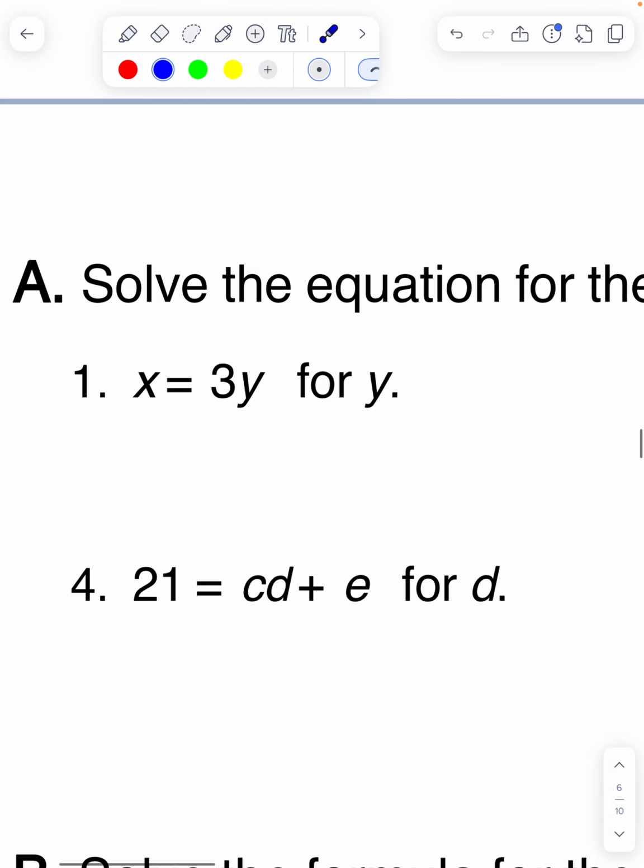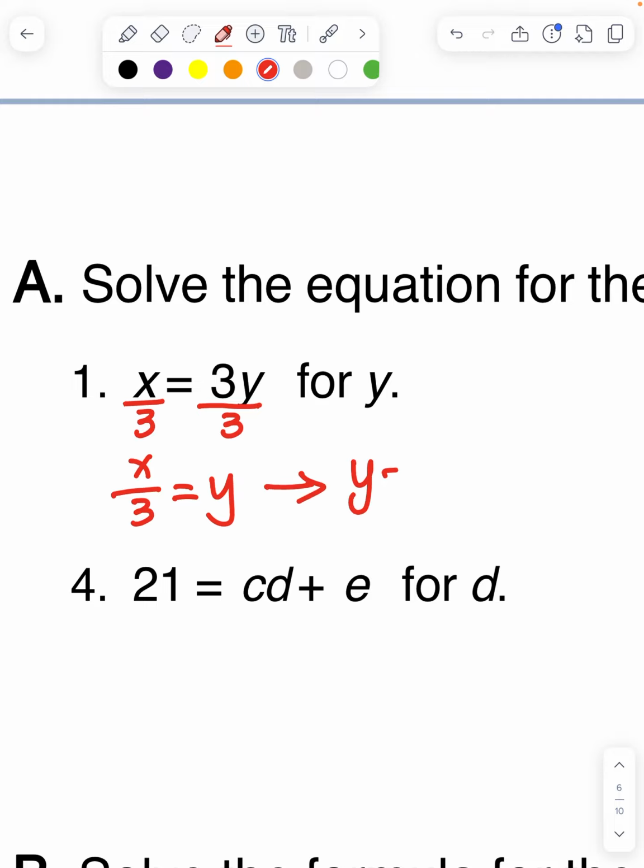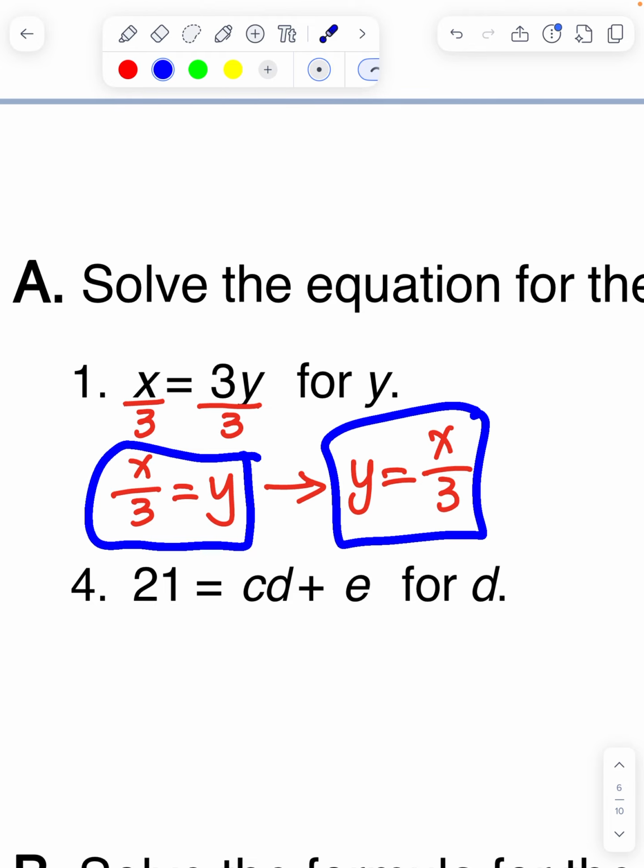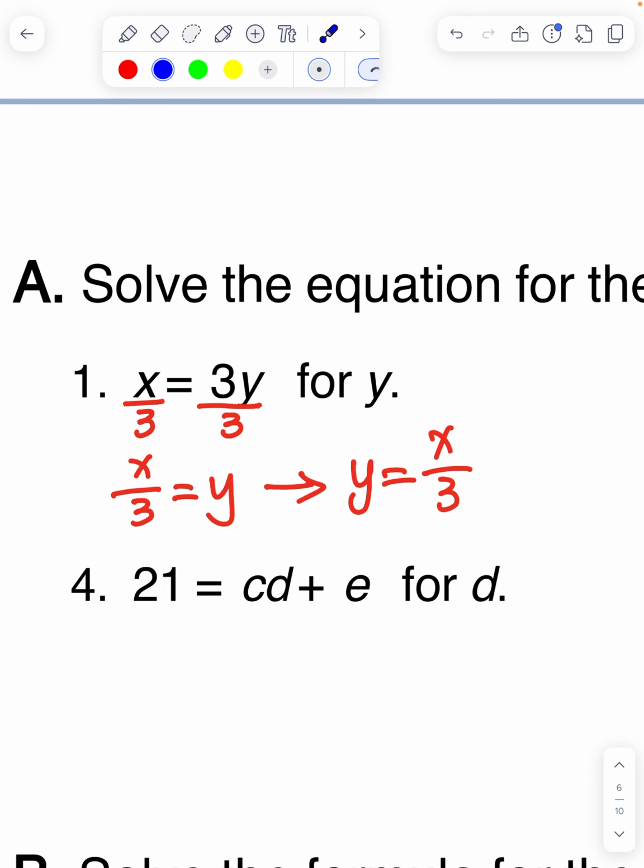Okay, now 3y, that means 3 times y. We need to get rid of 3. We're going to divide both sides by 3. So 3 divided by 3, they cancel out. So we only have y. On the other side, we have x over 3. Done. If you want to write it more properly, y equal to x over 3, or you can call it x divided by 3. Either way, they're both correct, the same.